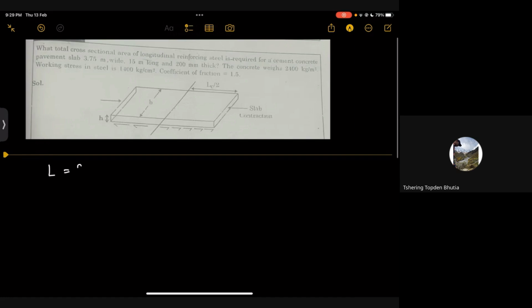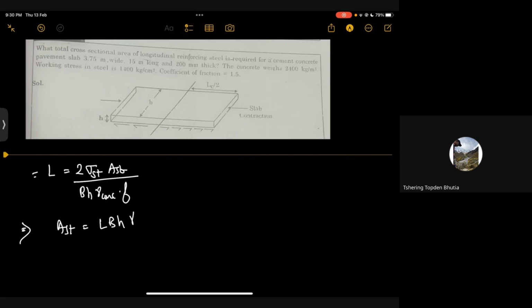What total cross-sectional area of longitudinal reinforcing steel is required for cement concrete pavement slab? The concrete working stress so and so. So according to the diagram, it is slab contraction, so we need to use the contraction joint formula. That was given by L is equal to 2 sigma ST by AST divided by BH gamma concrete into F. Now we are asked for the total cross-sectional area of longitudinal reinforcing steel. So let me rearrange this: AST is equal to LBH gamma concrete into F by 2 sigma ST.